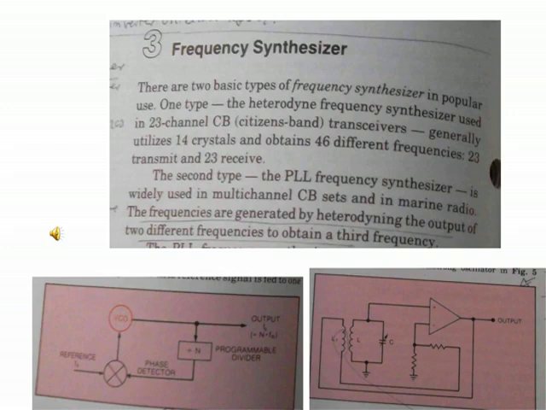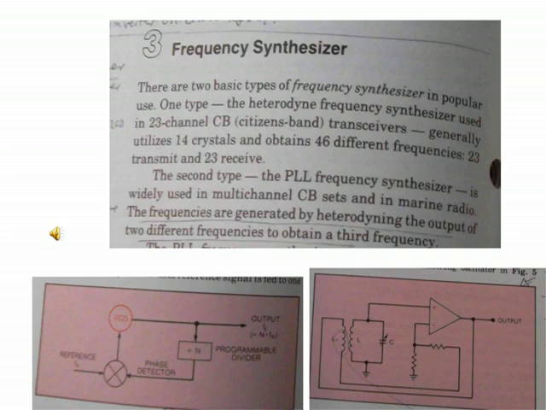In the meantime, there is the PLL, phase lock loop, frequency synthesizer. This is also utilized for the multi-channel citizen band. In this case, it can also be utilized in marine radio. The frequencies are generated by heterodyning the outputs of two different frequencies to obtain the target frequency. So this means the two output frequencies are mixed, and by mixing them it can produce the target frequency.